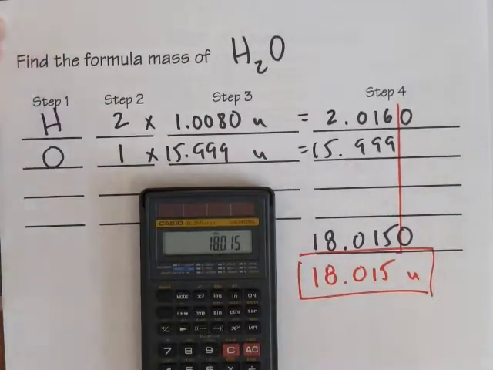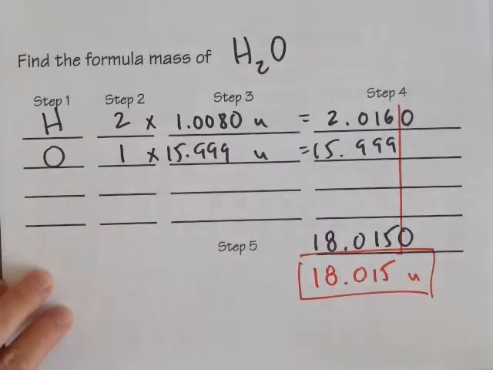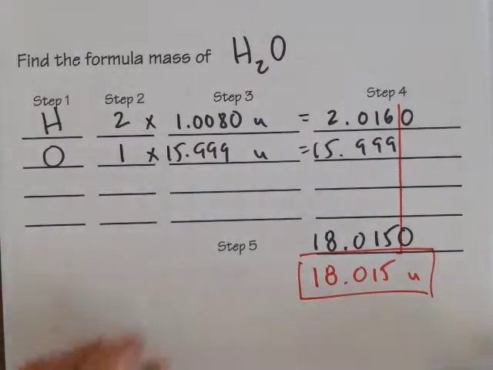It's an incredibly tiny mass, much too small to mass on a balance. But when we look at how to count things using this number, we'll change that unit into one that you can measure on the balance. So 5 easy steps. Let's try the next example.